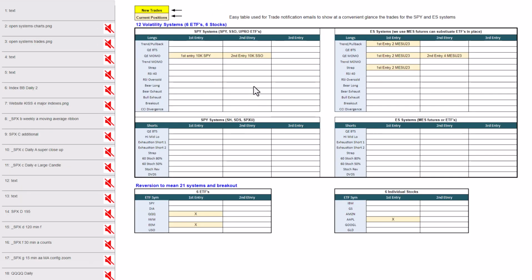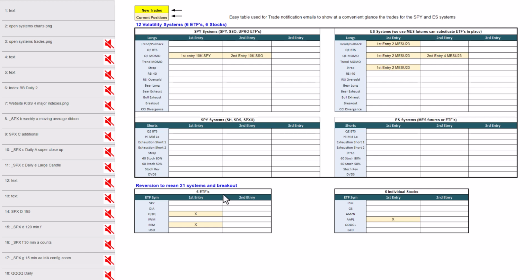This clean table shows you all these open reversion to mean type systems, just an easy click glance. For SPY, we have the QE Momo first and second entry. For ES, we have the QE Momo first and second entry, trend pullback first entry, S-trap first entry. Again, there are 21 systems here. They're all their own system with their own statistics and their own rules. I give trade notifications for all 21 systems. And you have overlaps like this at times.